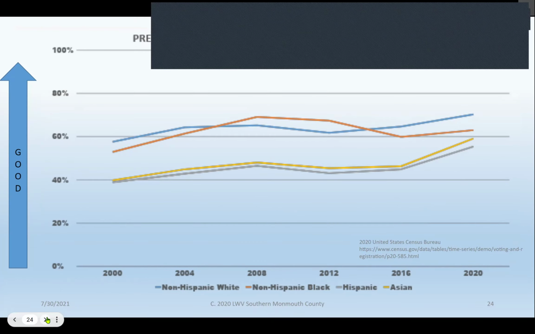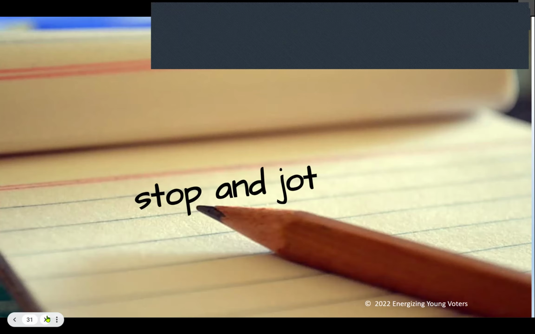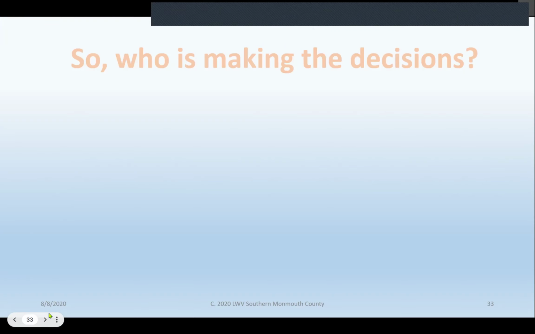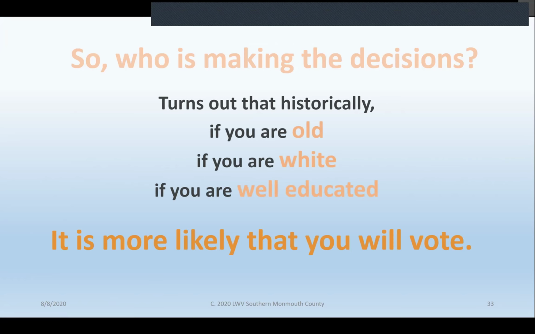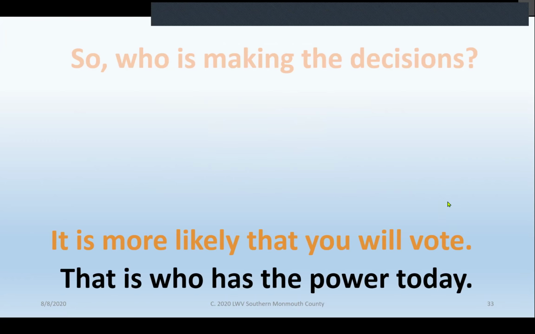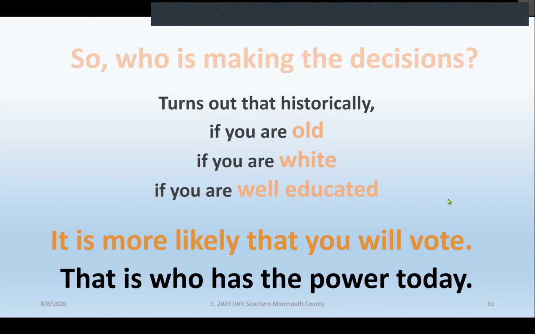So I'm going to skip ahead now to where we were. Okay, so who's making the decisions? And this is the thing where we bring the whole group together. And essentially what they say is that it turns out that historically, if you're old, if you're white, and if you're well educated, you are the ones that are likely to vote. And if they've been through the timeline of suffrage, you'll ask them, and what was that like? When did we have that happen? And most of the time they'll say, back at the Revolutionary War or 1856. So that's who has the power today.